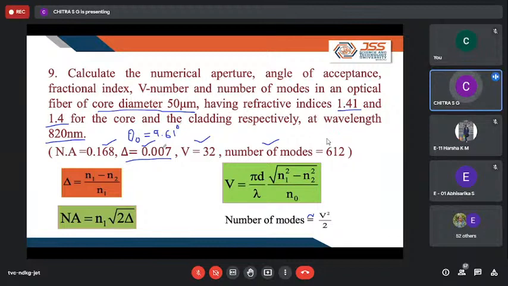See that you'll get delta as 0.007. So if you do, you'll get 7 into 10 to the power of minus 3. It is nothing but 0.007. And using this V number, if you calculate, you'll get the V value. So using that, you calculate the number of modes.